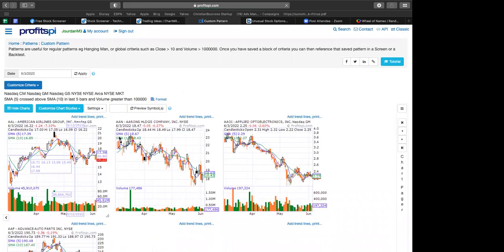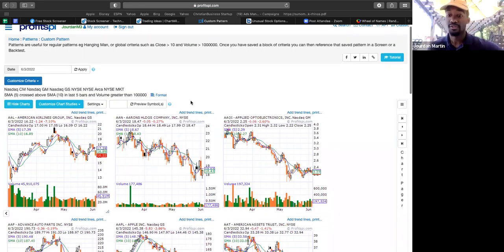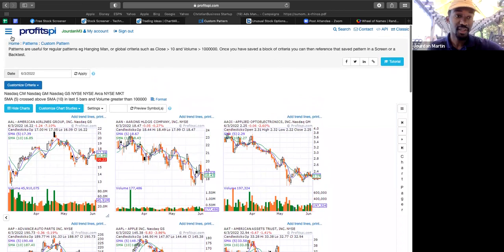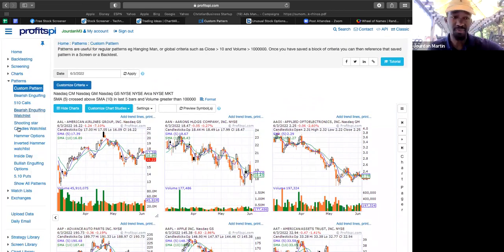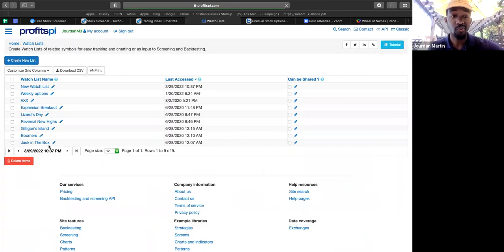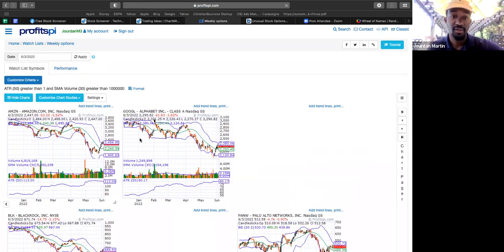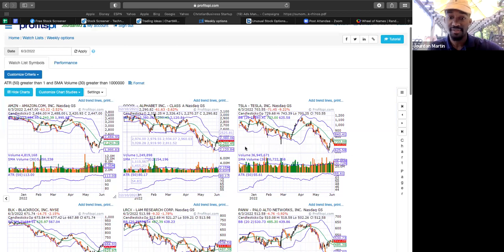So you can get some of those random stocks out there. All right, so this is how you will use it. And then again, you can set up your own patterns. You can set up your own watch list, where I have different watch lists composed of different stocks. So these are my stocks that have weekly options.